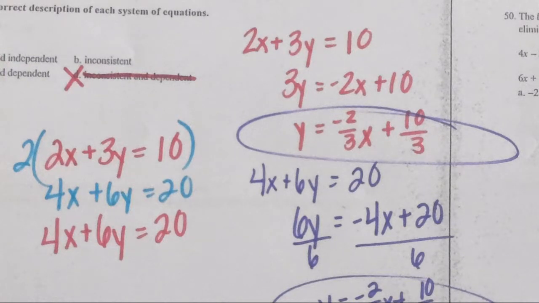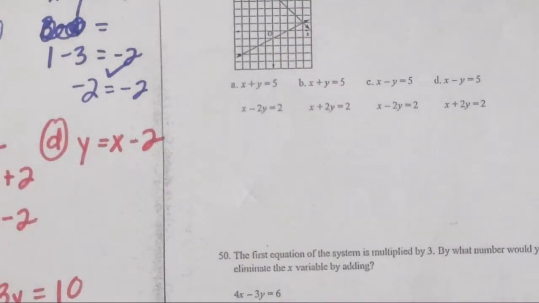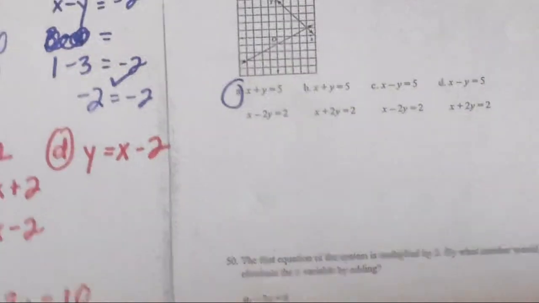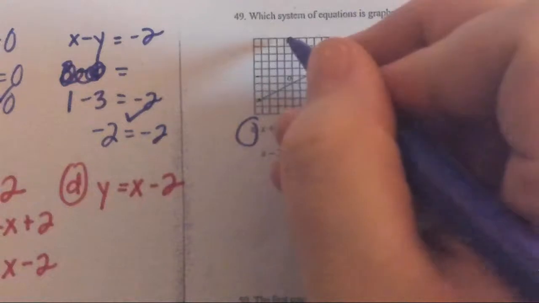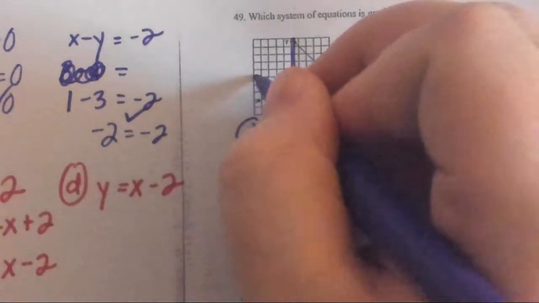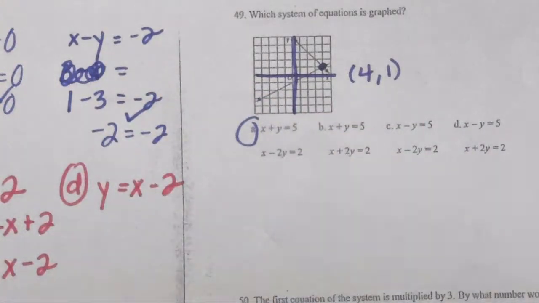Number 49. It is A. You can have 2 points. 49 is A. The easiest way I think to handle that one, again, I think it's easiest just to find where that point is that they cross. They crossed at 4, 1. So let's plug in 4, 1.